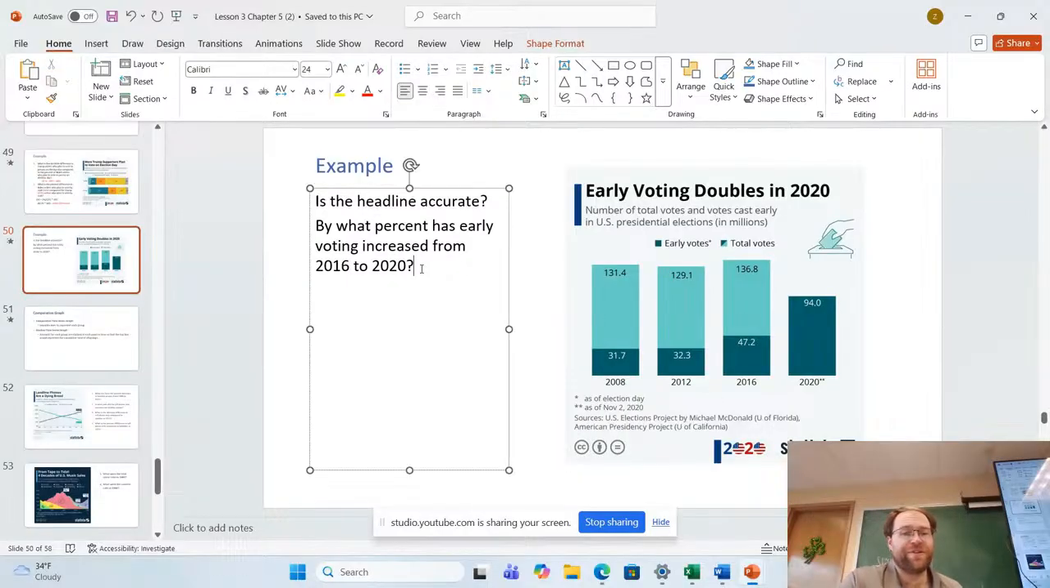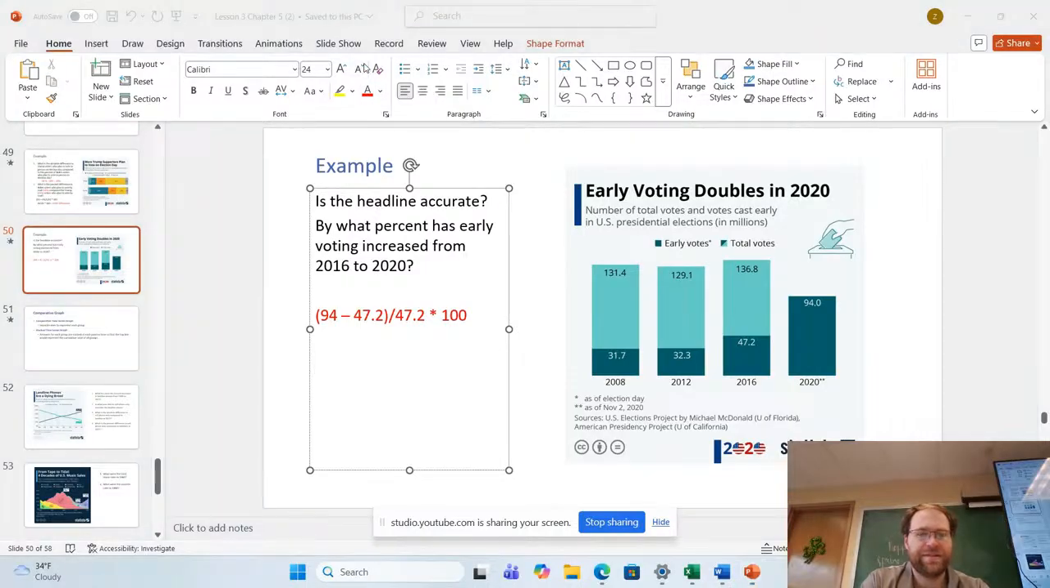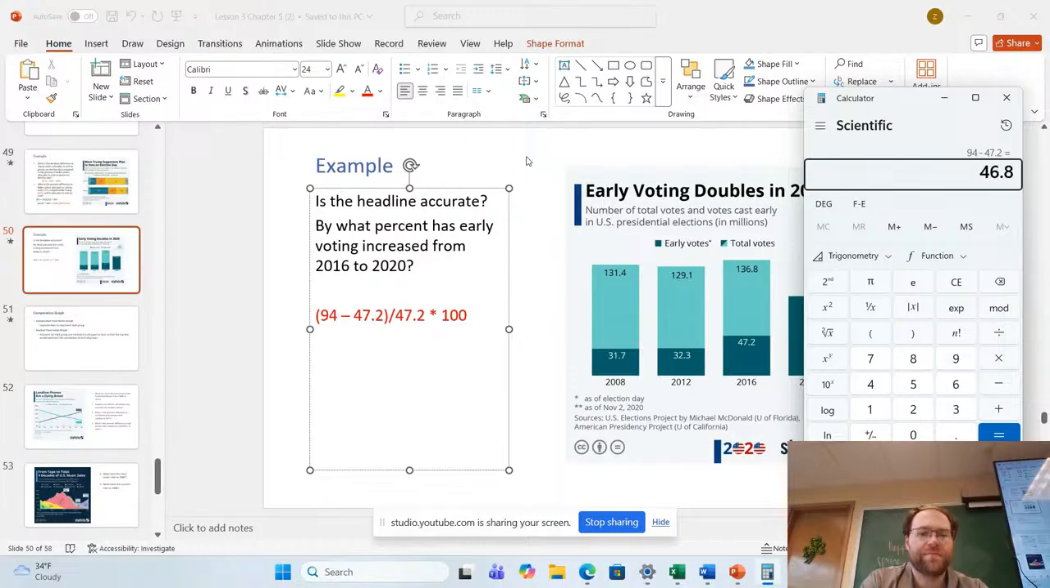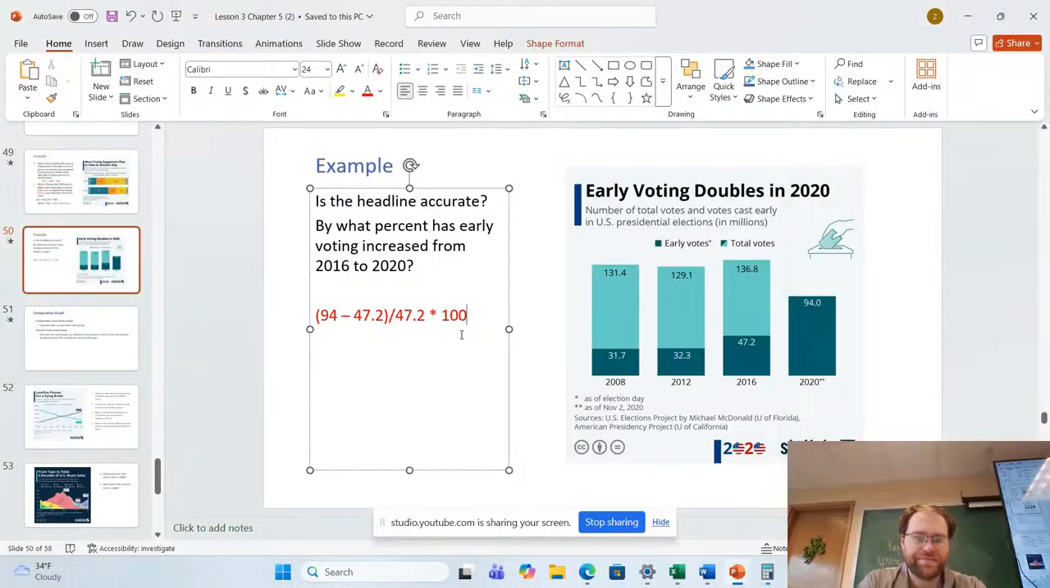If we really wanted to, we could figure out the actual percentage. I think 94 minus 47.2 divided by 47.2 times 100. Looks like 99.15% of an increase.